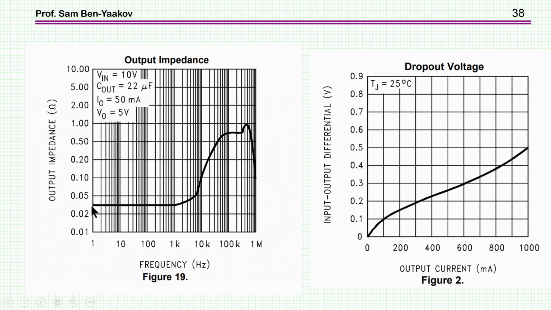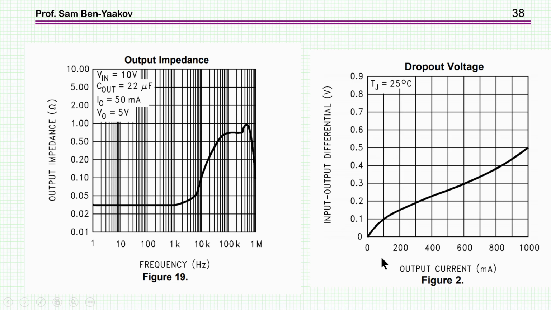Now, the output impedance also shows a low value up to, say, a few kilohertz. This will be the portion of the frequency where the gain of the error amplifier is high, and then of course it goes up again. Now, what about the dropout? Okay, here this is something else.